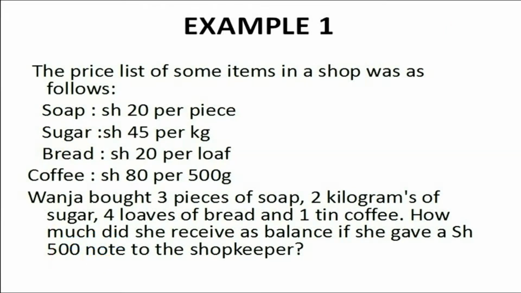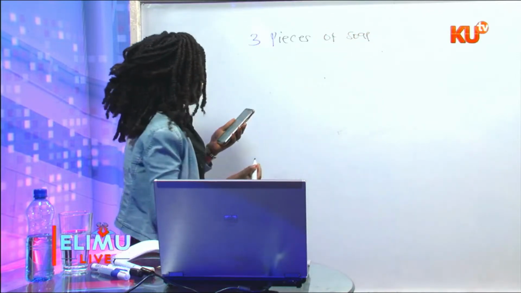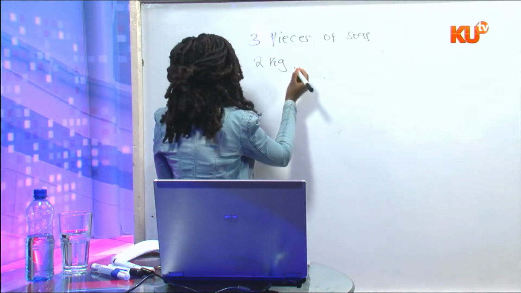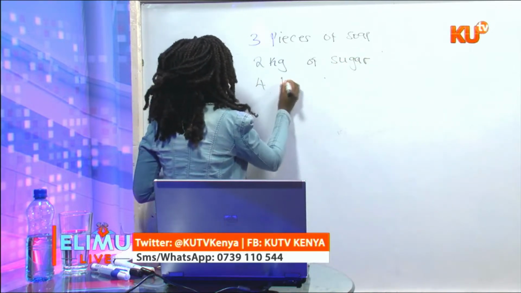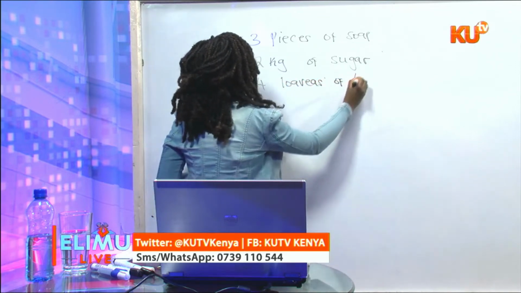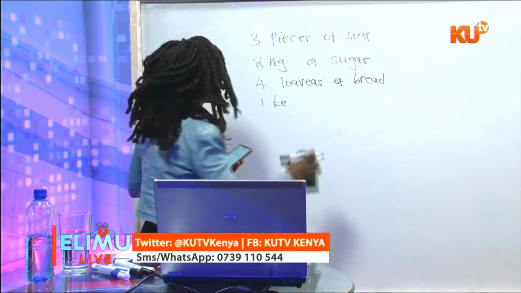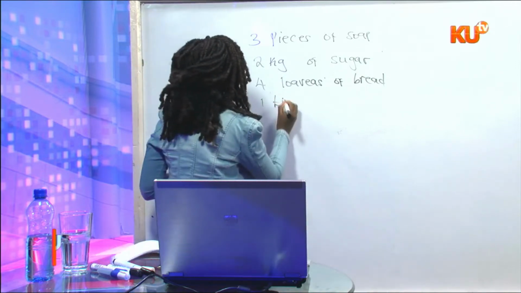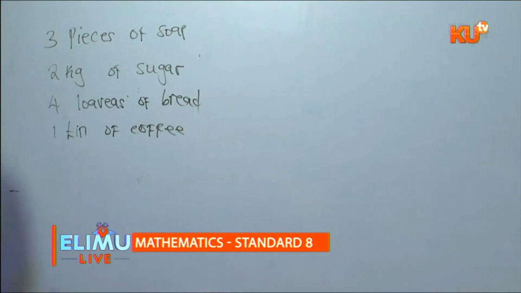So we are told that this person bought 3 pieces of soap, 2 kgs of sugar, and 4 loaves of bread, 1 tin of coffee. Yeah, this is what that person bought.